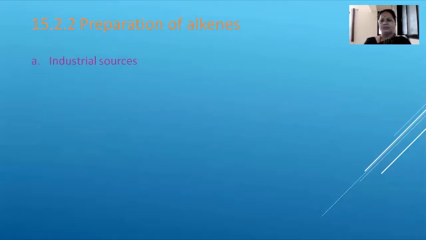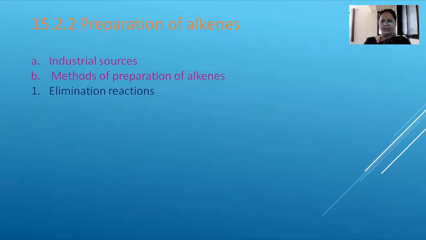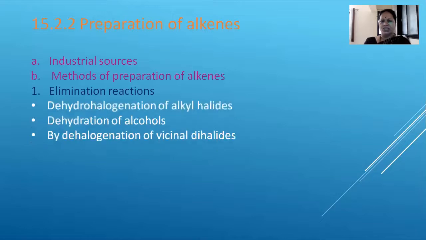Then we are going to study about preparation of alkenes. So first, industrial sources of alkenes. Then we are going to study methods of preparation of alkenes. In that, elimination reactions: dehydrohalogenation of alkyl halides, dehydration of alcohols, and dehalogenation of vicinal dihalides. Okay. Then the second type, addition reactions. And in industrial sources, first we'll start with industrial sources.